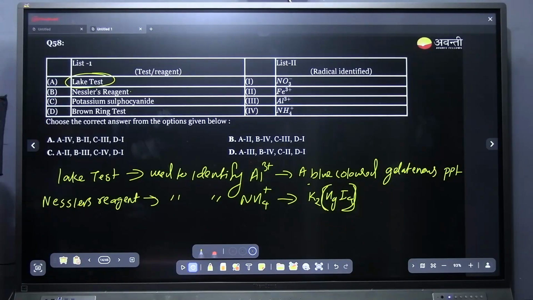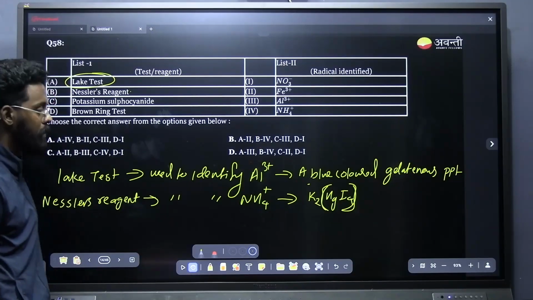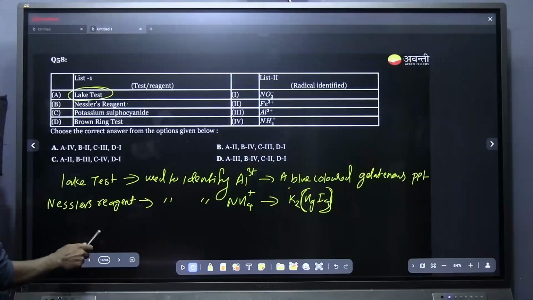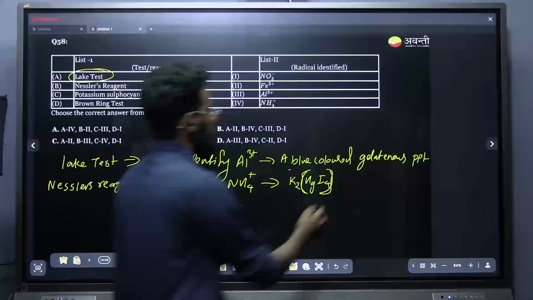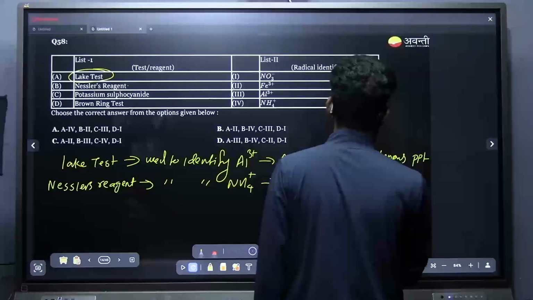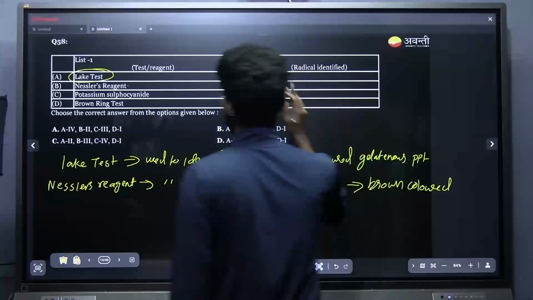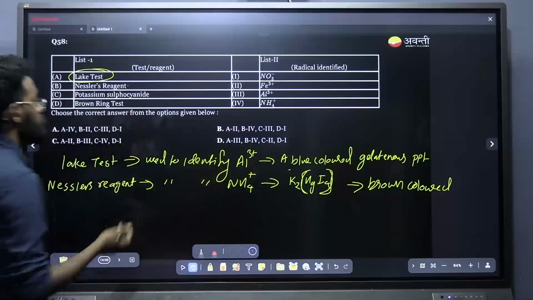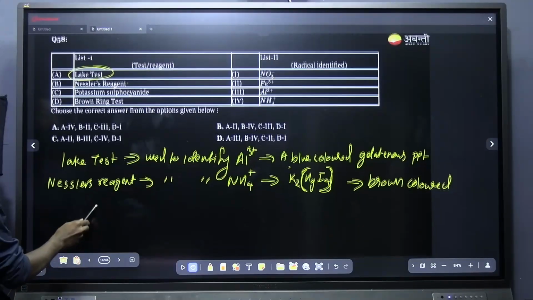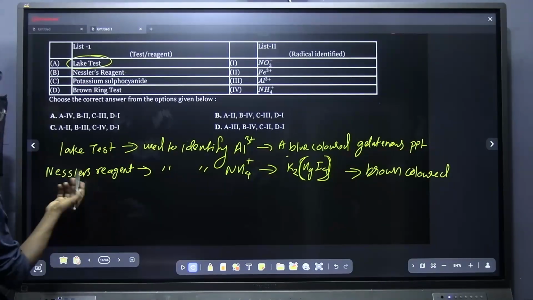And what is the color? Anybody know the color? Brown color will be forming. Okay, this time they haven't asked about color, but next time they can ask about the color also. This time they asked about ions. Next time they will ask about color.